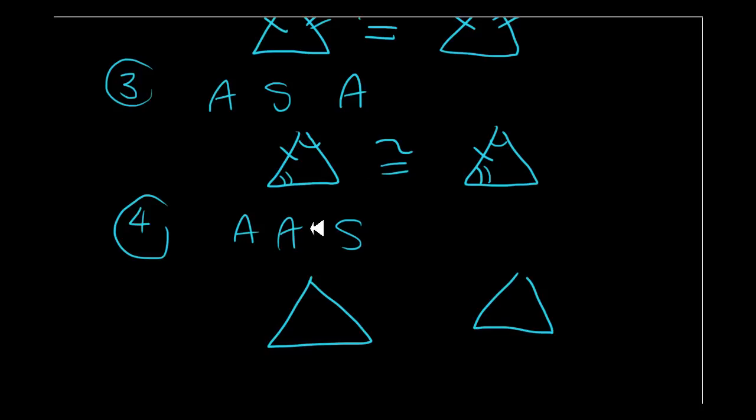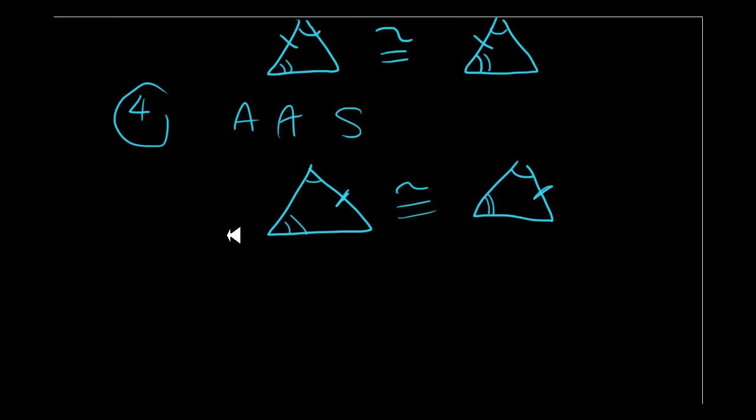So I give you these two triangles. And I give you that these two corresponding angles are congruent to each other. And I give you that this side is also congruent to each other. Then by the theorem of AAS, these two triangles are congruent. Notice that it's not the included side, because if it was the included side, it would not be called AAS, it would be called ASA.